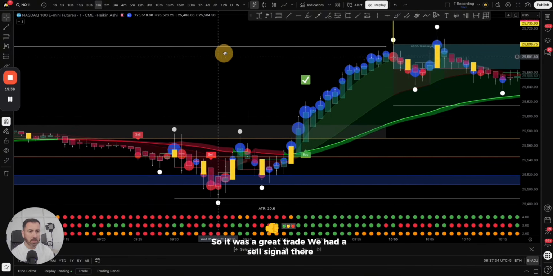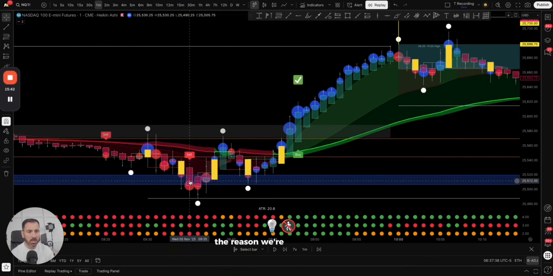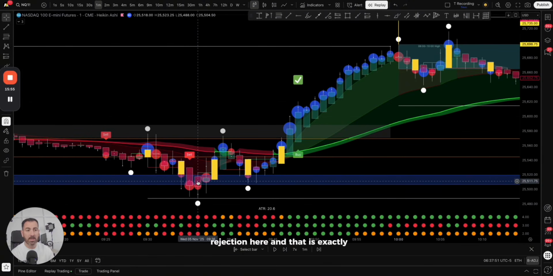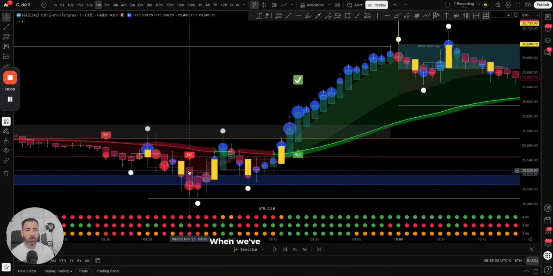We had a sell signal there. Why would we not take that? That's the fourth one we're going to stay out of, and the reason we're staying out of this is smack bang into the queue again. It's 9:35. You're at New York Open, right into a queue on New York Open. I'm very likely to get a rejection here, and that is exactly what happens. So when that sell signal closes inside the queue there, I'm staying out of that trade. It's too early in the New York Open for me to get involved in that when we've still got this risk here of this very, very important queue.